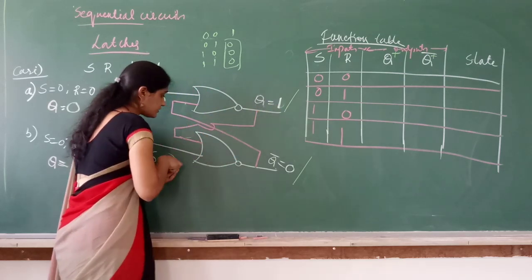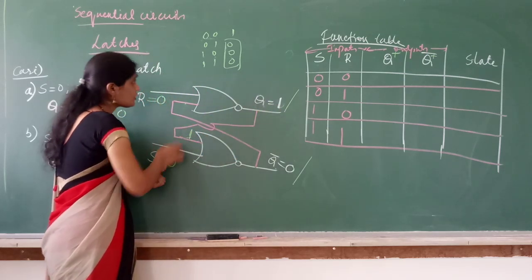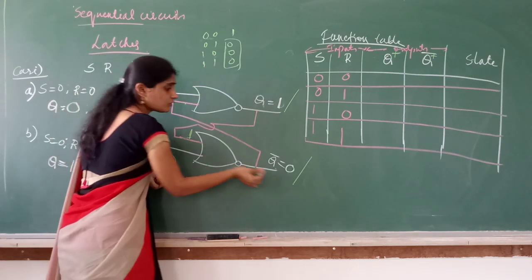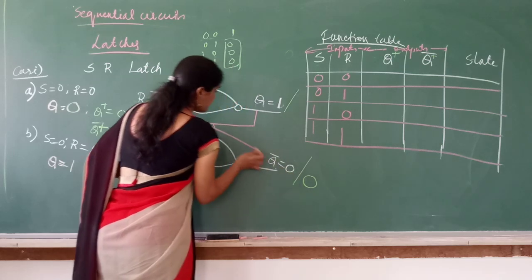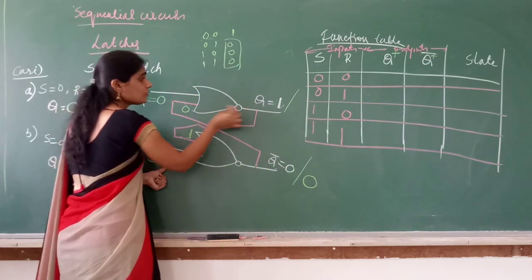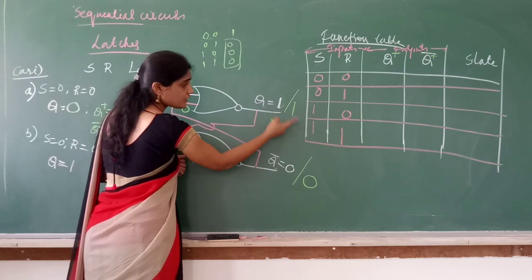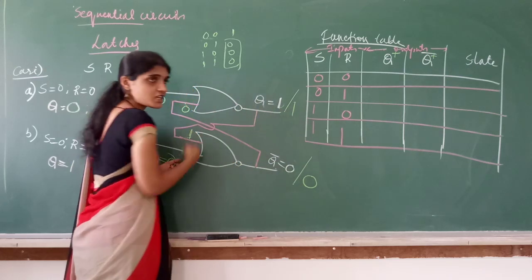So now give 1 here. 1, 0. What is 1, 0? 0, right? If any one of the input to a NOR gate is 1, output is 0. Again 0 will come here. 0, 0. Look at the next state. Again, next state is same as previous state.